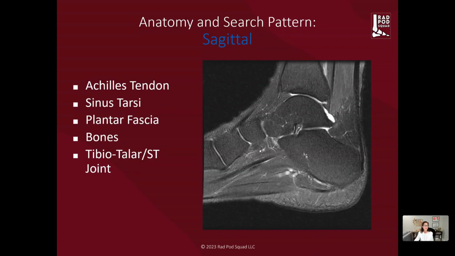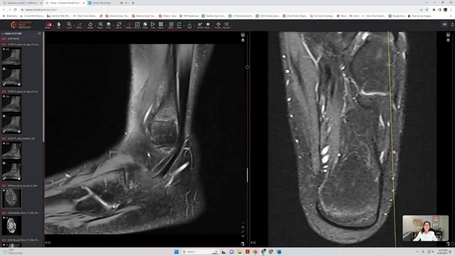In the sagittal plane, things that we'll be paying attention to are going to be the Achilles tendon, the sinus tarsi, the plantar fascia, bony structures, of course, and tibio-talar, subtalar joints. In the sagittal plane, that's where our focus is going to be. Let's take a look at sagittal MR imaging of the ankle.